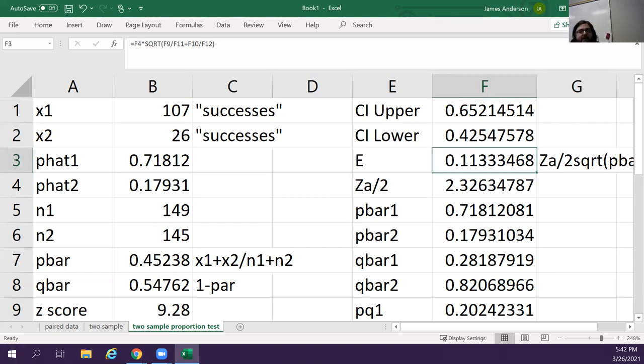Are there any questions on that? Because that is the majority of the annoying math problems on this one.